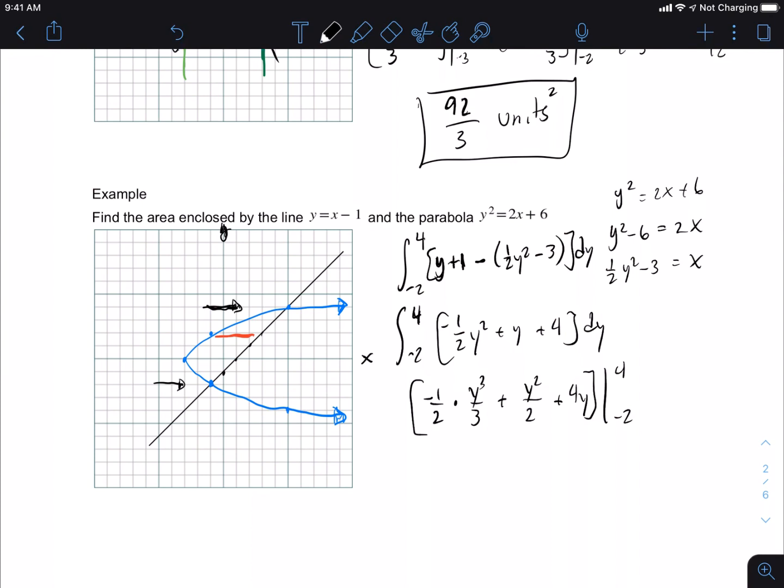And we can clean that up just a bit: 1/6 y cubed plus 1/2 y squared plus 4y, evaluated from negative 2 to 4. And then we plug in, right? Do you guys want me to do all the plug-in stuff, or can you do it from there? Do it from there, but give us a second to solve it. Oh, sure. I'll give you a second. Try and see if you can solve that evaluation from there.